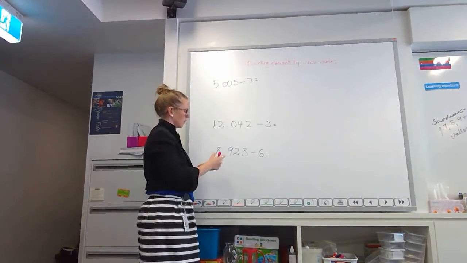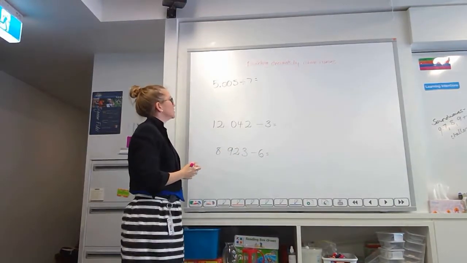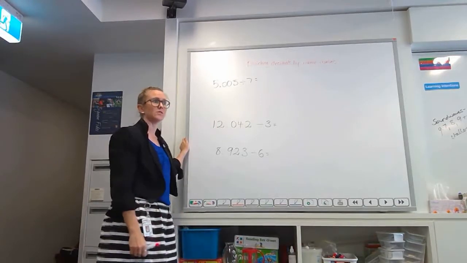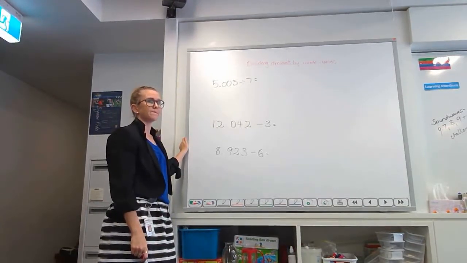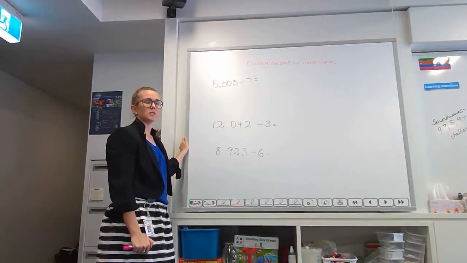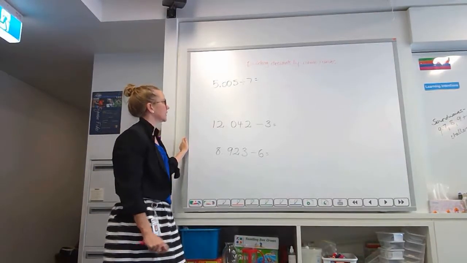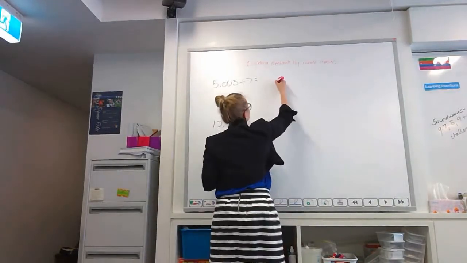5.005 divided by the whole number of 7. Remember, you're not able to use a calculator in these questions. So you put it as a normal division chart? Yeah, exactly. So our normal division.